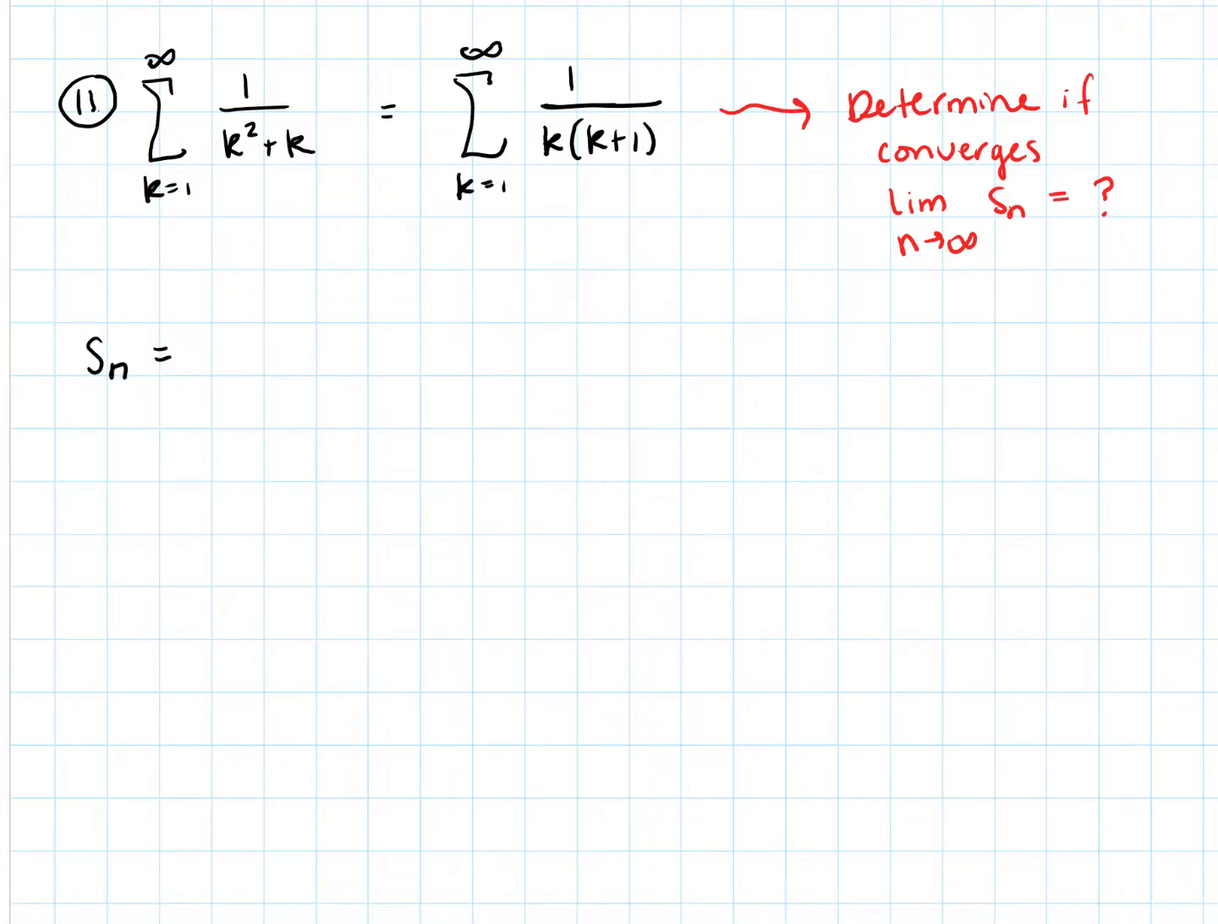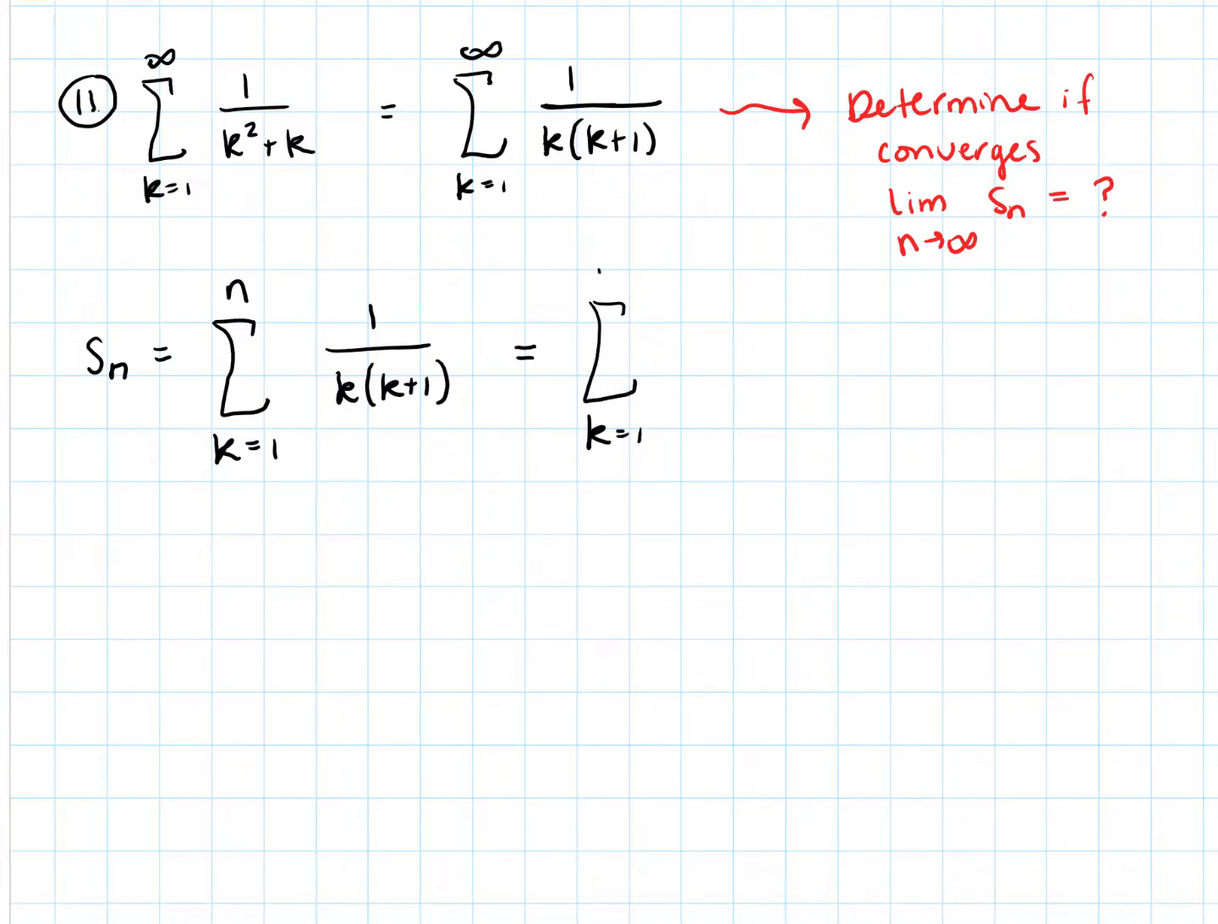What does the nth partial sum look like? S of n is the sum from k equals 1 to n. Just remember what S of n represents: the sum of the first n terms in the series. So this is a finite sum of 1 over k times k plus 1, and then we take the limit as that upper bound goes to infinity. We could start writing this out, but before we do, what if we thought about how else we might express this?